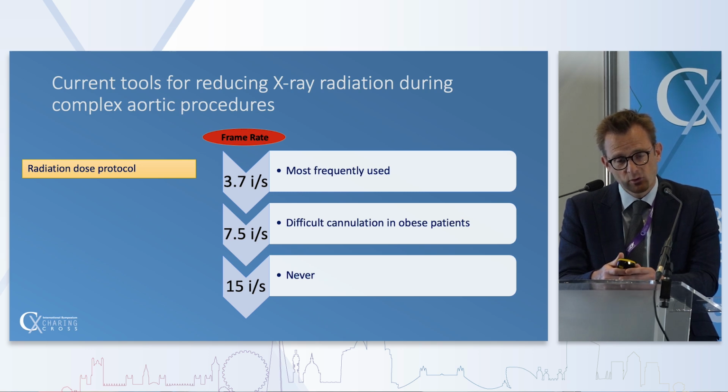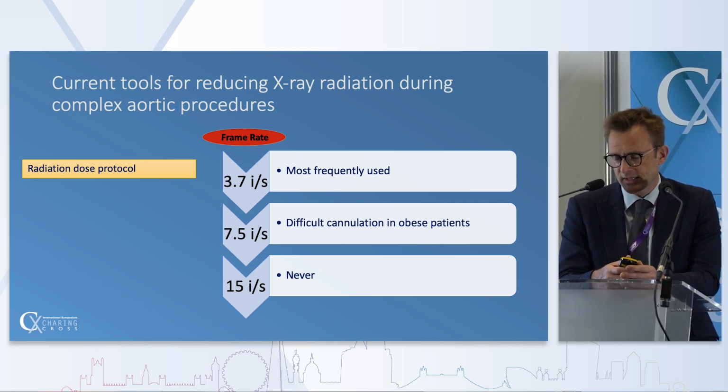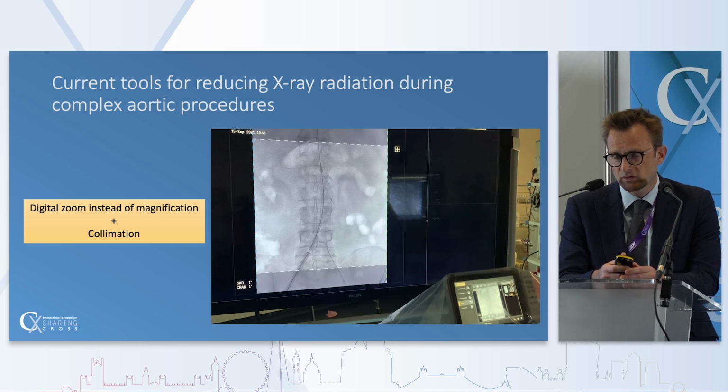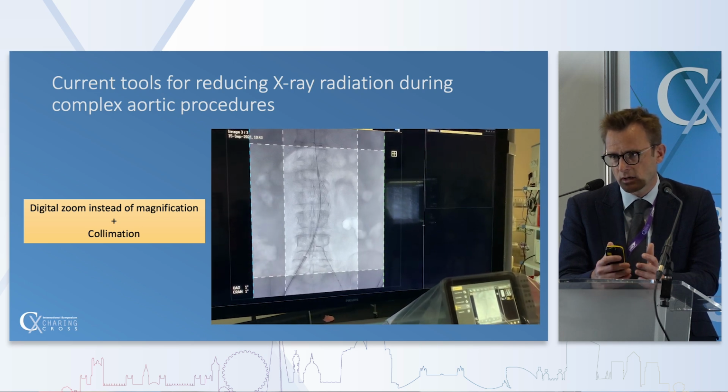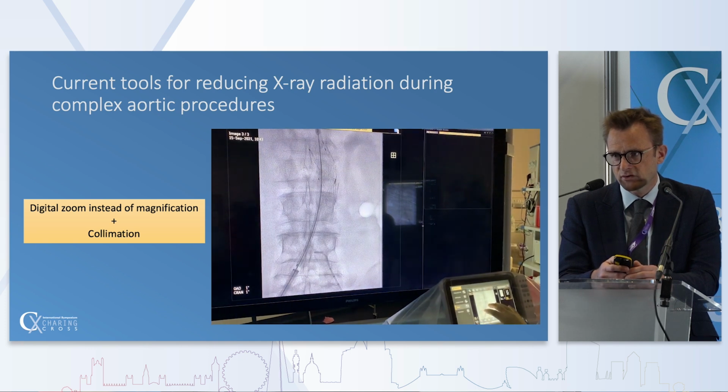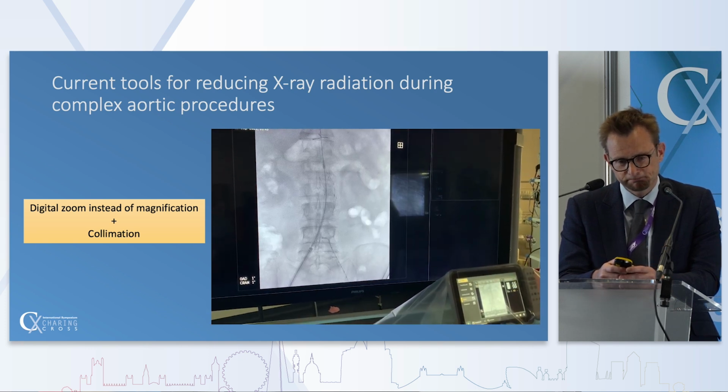Of course, you can also use the lowest radiation dose protocol. Here are some examples. You don't need to use a frame rate of 7.5 images per second. In our practice, we reduce that to 3.7 images per second, which is perfectly fine to treat all those complex patients. Also, rather than using the magnification button when the image is not large enough, it's probably better to use collimation properly and the digital zoom.